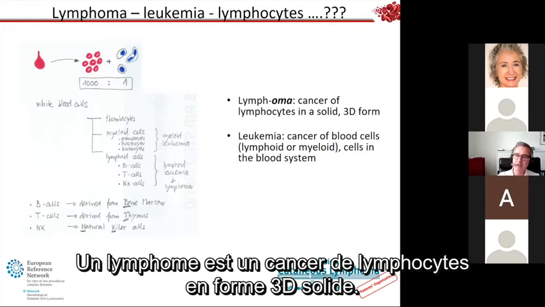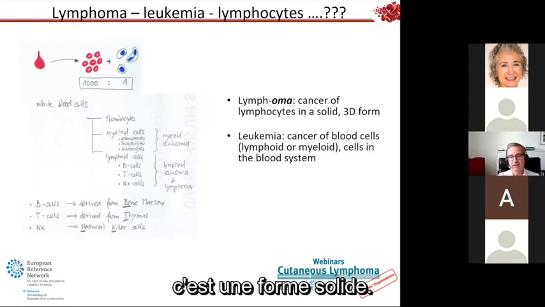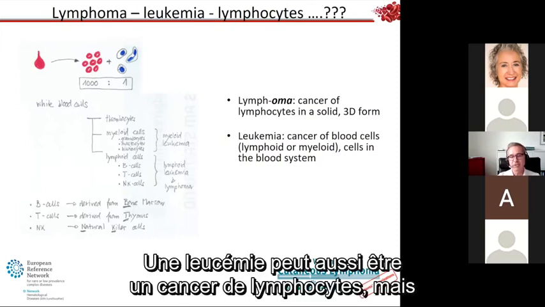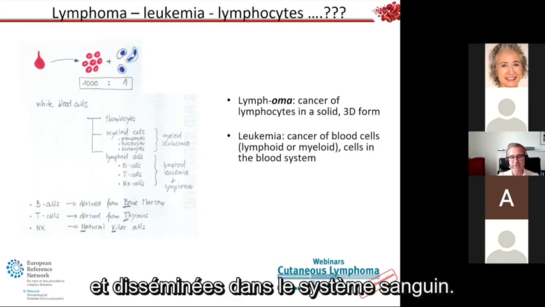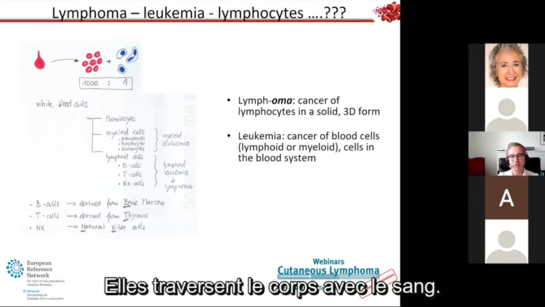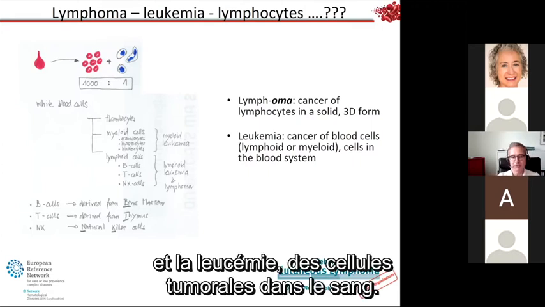So lymphoma, the suffix -oma always means in medicine, obviously, cancer: melanoma, basalioma, spinalioma, carcinoma, all mean cancer. And lymphoma is a cancer of lymphocytes in a solid 3D form. So a lymphoma of the liver, in the spleen, in the skin, that is in a solid form. A leukemia may also be a cancer of lymphocytes, but then leukemia means the cells are in single suspension, disseminated in the blood system, and they flow with the blood through your body. So that's a simple differentiation between lymphoma, 3D solid, versus leukemia, where the tumor cells are in the blood.